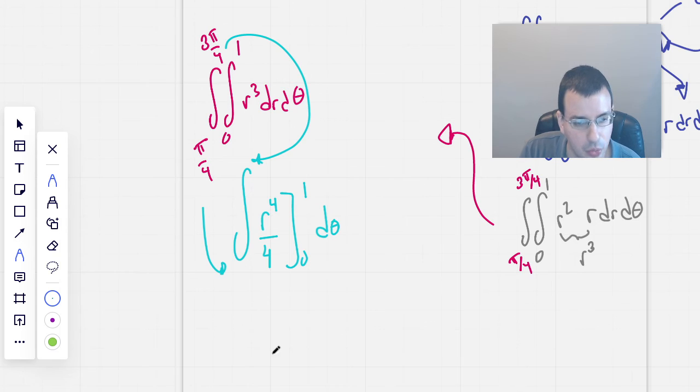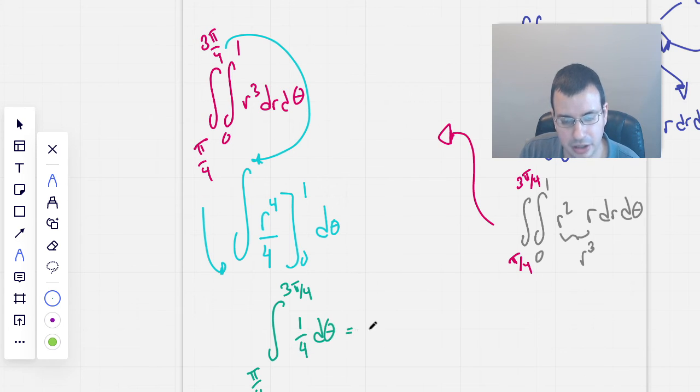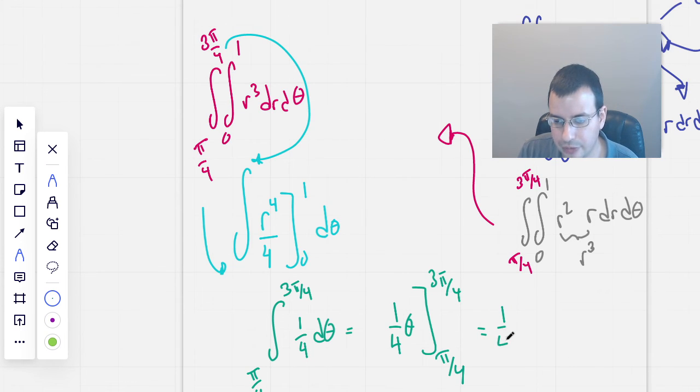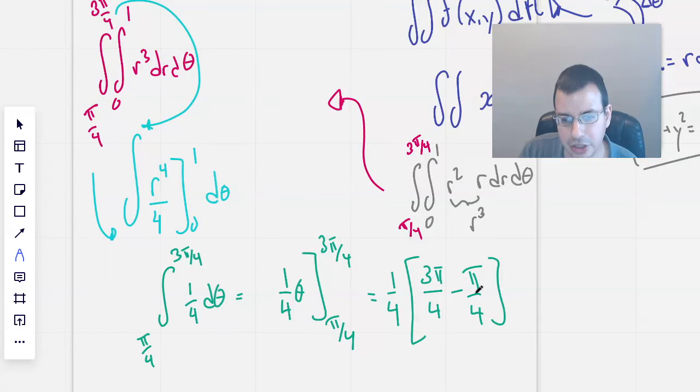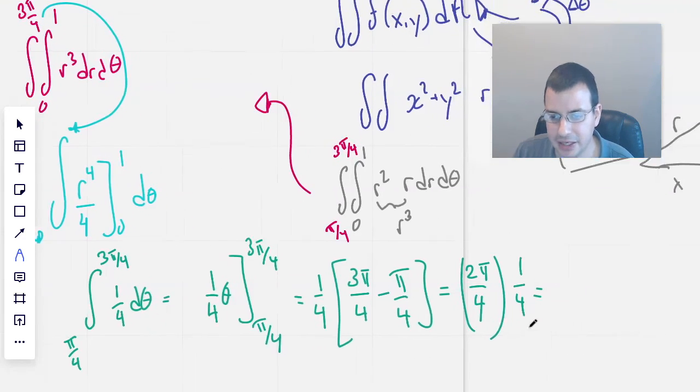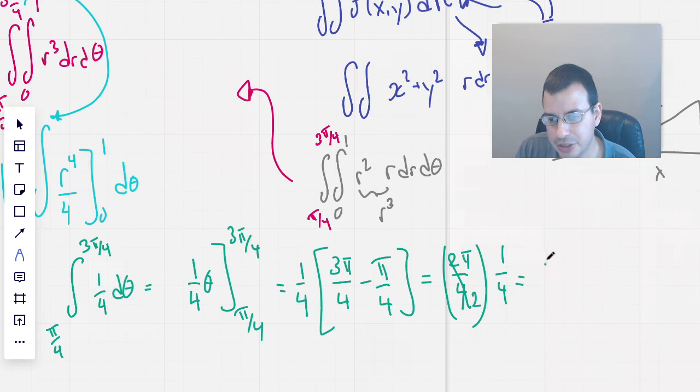And so we're going to be left with the integral from pi over 4 to 3 pi over 4 of 1/4 d theta, which is 1/4 theta from pi over 4 to 3 pi over 4, which is 1/4 times the quantity 3 pi over 4 minus pi over 4. 3 pi over 4 minus pi over 4 is going to be 2 pi over 4. And we'll still multiply that by 1/4. The 2 and the 4 will cancel to put a 2 in the bottom. And so we have an answer of pi over 8.